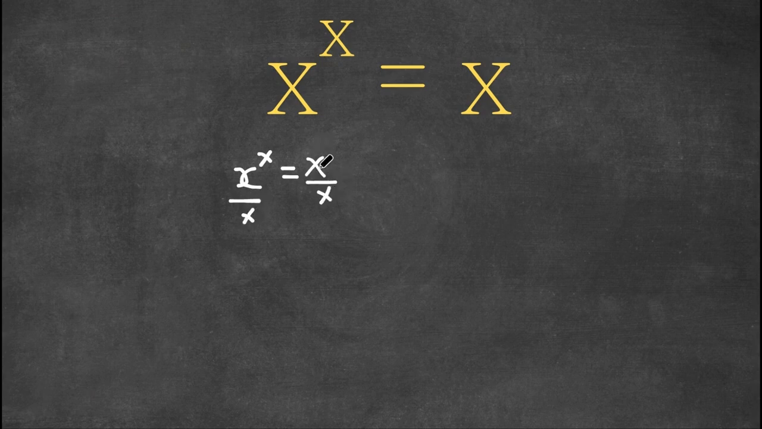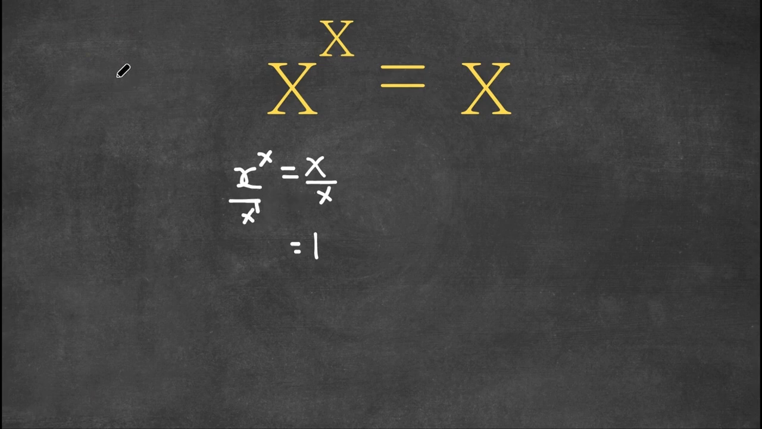well, first off, on the right side, x divided by x, that's simply 1, because anything divided by itself is 1. Now, on the left-hand side, we have x to the power of x divided by x. And x here, our denominator, can be written as x to the power of 1.